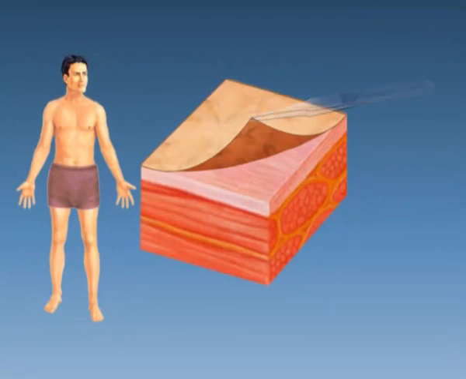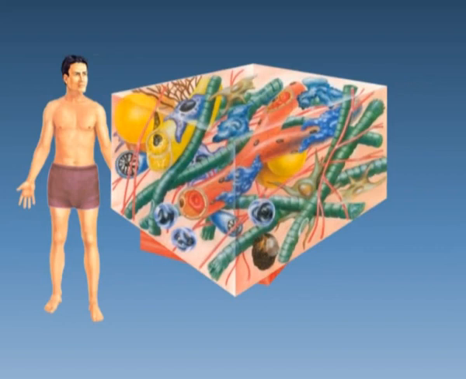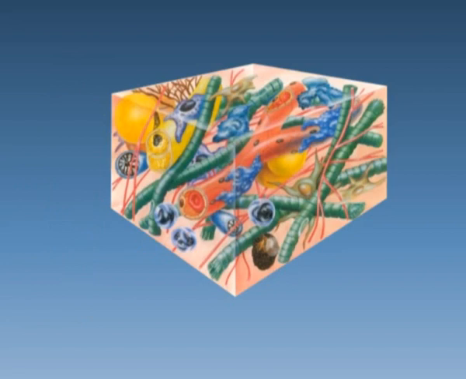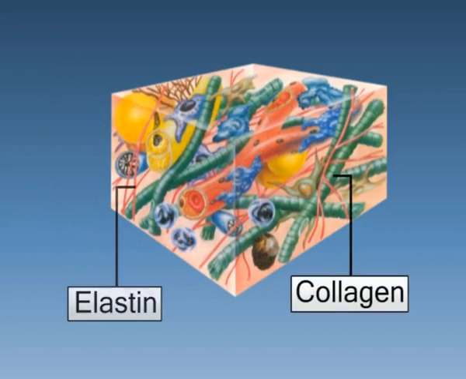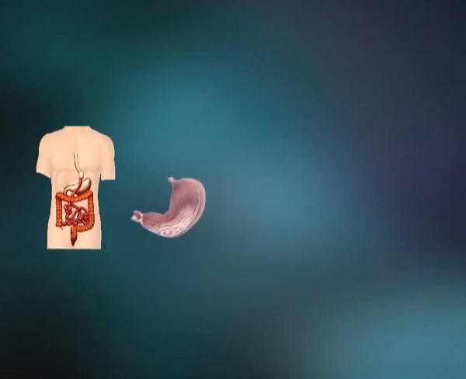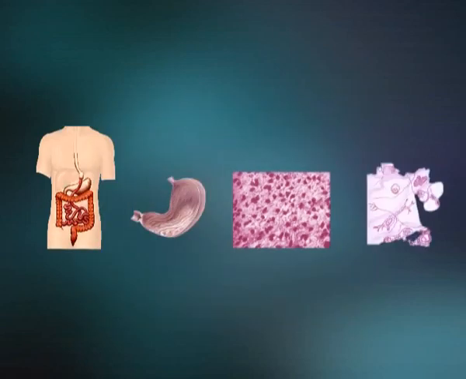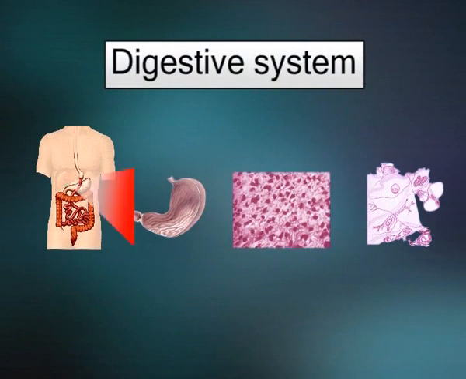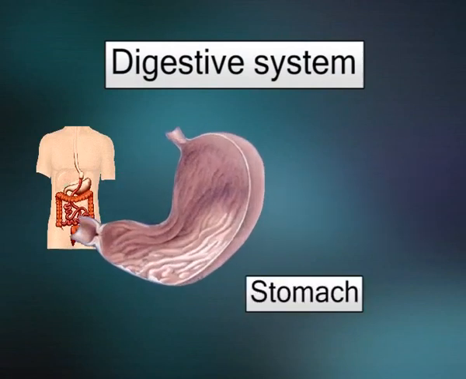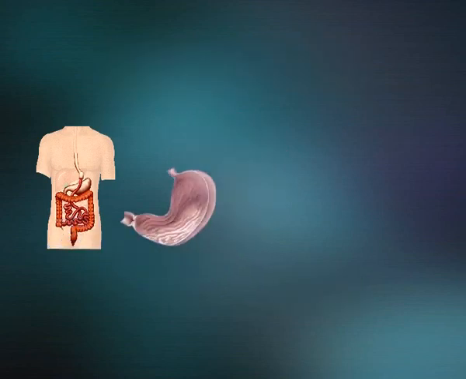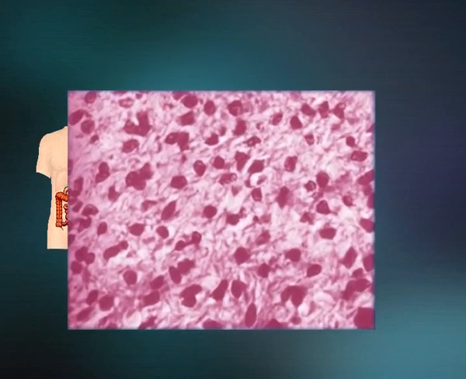Areolar or loose connective tissue holds organs and epithelia in place and has a variety of proteinaceous fibers including collagen and elastin. As you can see here, this type of tissue is also found in a digestive system. Walls of a stomach have this tissue. The microscopic image of areolar connective tissue is highlighted here. You can also see here the mesh of fibers.